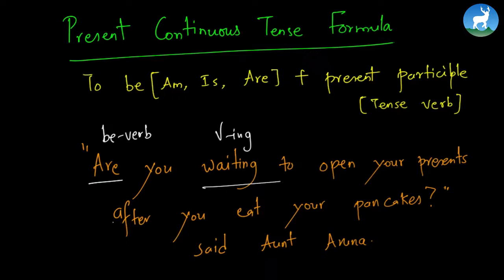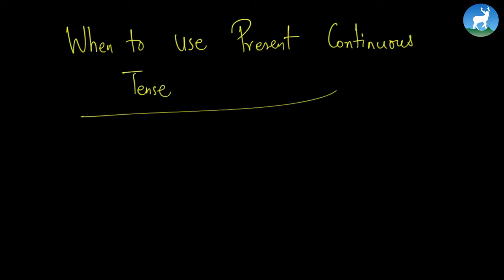So this is one example, right? It shows what is happening right now there. It shows the momentum, the fluidity, things like that. So let's understand when to use the present continuous tense. When to use present continuous tense?